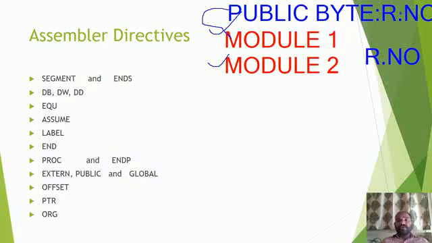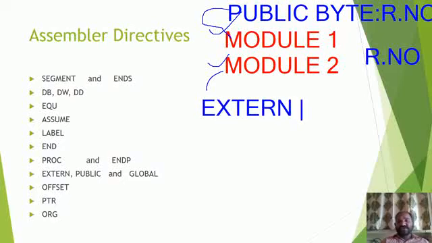Let us suppose I would like to reuse this variable in some other module where it is not defined. In the defining module, it should be declared as public, and where you would like to reuse that variable, let us suppose in module 2, I need to declare this variable as extern, followed by the size, byte colon r n o.